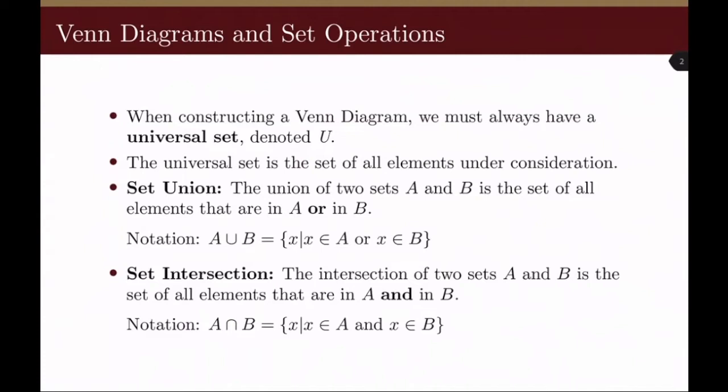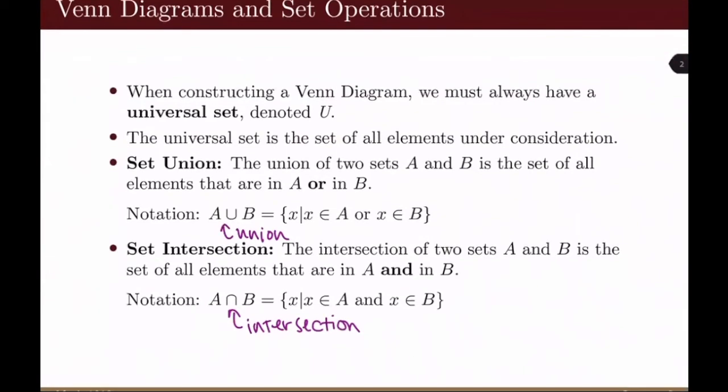The set union is defined as the union of two sets A and B is the set of all elements that are in A or in B. And then we have some notation. The U means union. And last time we did learn that the upside down U is intersection. So the intersection is defined as the set of all elements that are in A and in B.